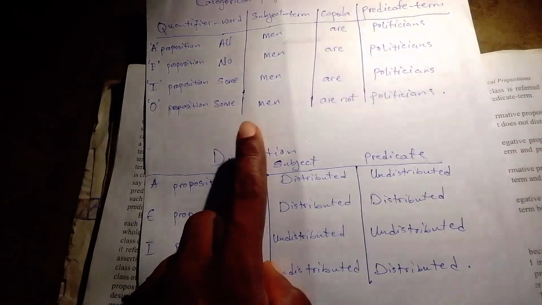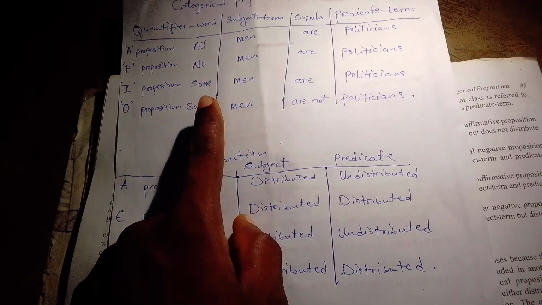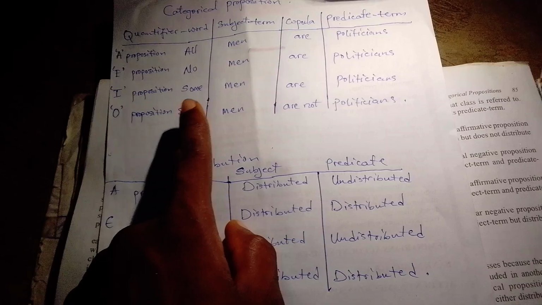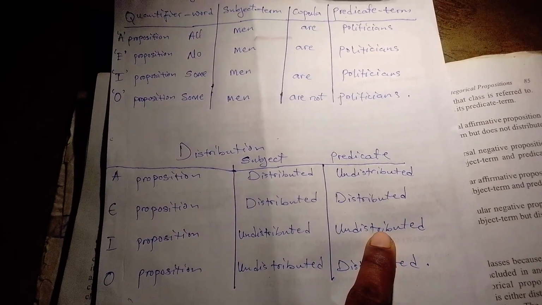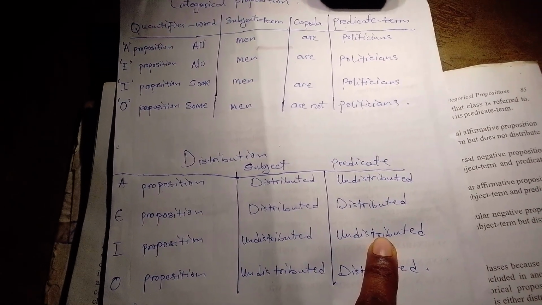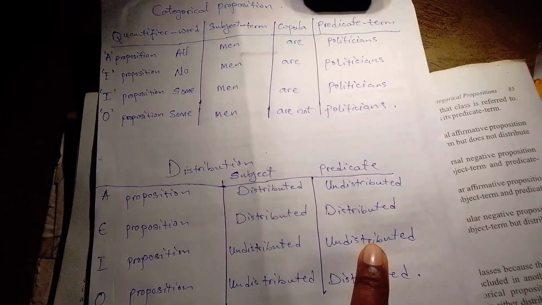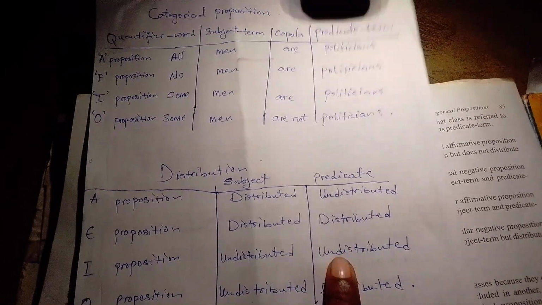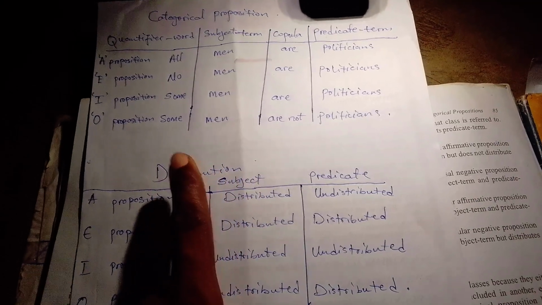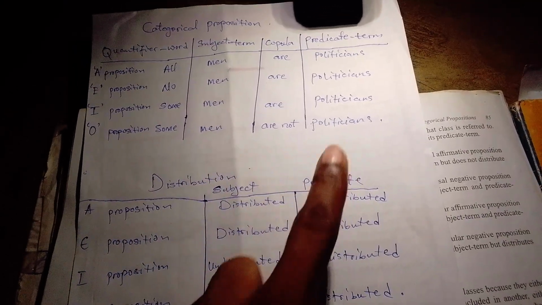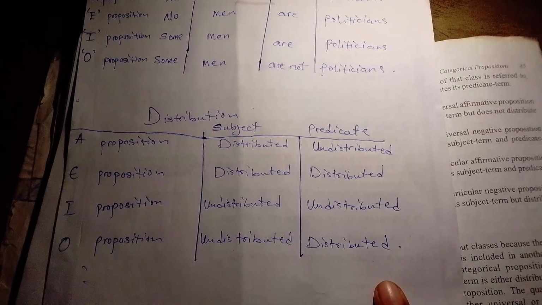Then looking at I proposition, some men are, that is particular and affirmative in its quantity and quality. You can see that the subject term is undistributed and the predicate term is also undistributed. So anywhere you see some are, know that both subject and predicate terms are undistributed. And also O proposition, which is particular and negative, some are not: the subject term is undistributed and the predicate term is distributed.